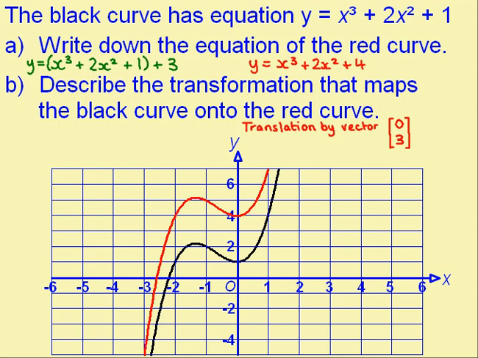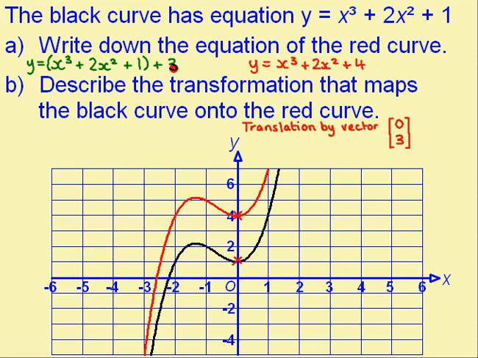To start question A, I found a convenient point on the original graph. I'm going to choose this point here. I can see that on the red graph, it's here and it's gone up by 3. So 3 must have been added on to the equation, and you can see that here. Now the question doesn't ask for the equation in its simplest form, so this would actually be accepted.